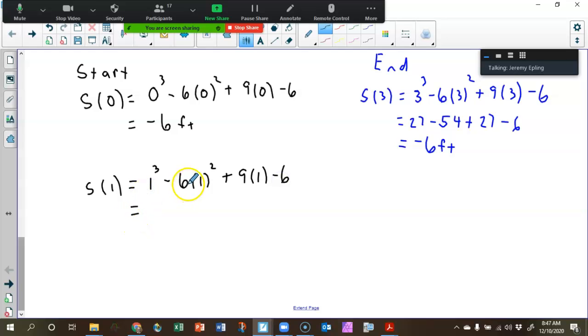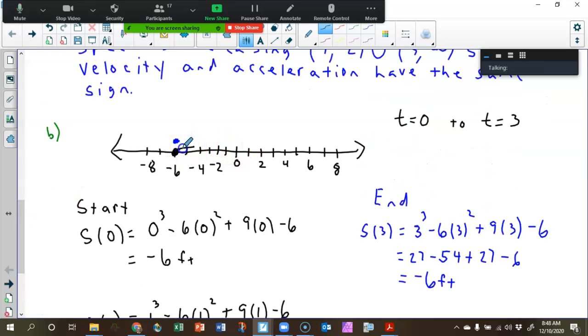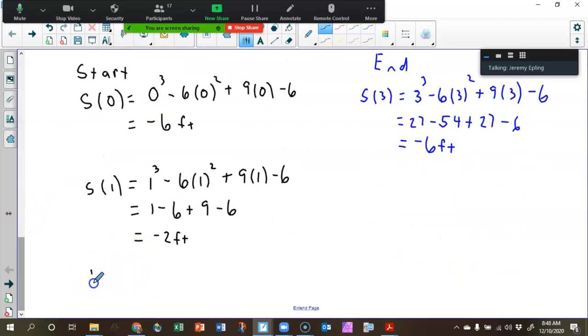So we have 1 minus 6, or negative 5, plus 9, which is 4, minus 6, which is negative 2. Our position is that we are negative 2 feet away from 0. Oh, so we moved right out here. We talked about as we did our work, so there's our little vector, okay, and I can count that length. 1, 2, 3, 4. We moved to the right 4 units, 4 feet.